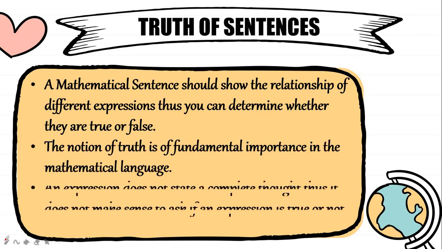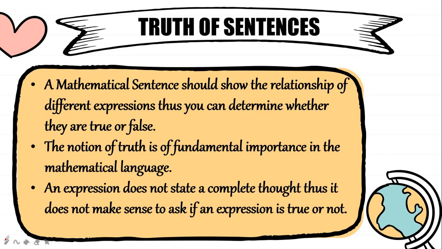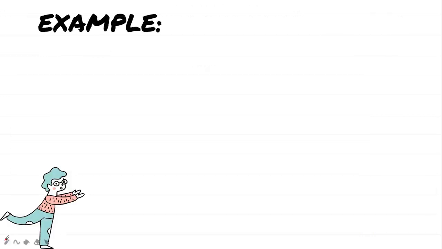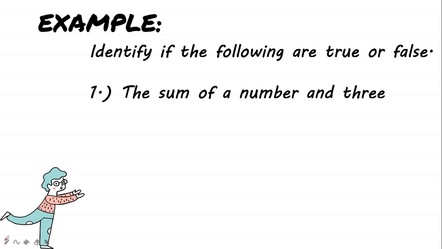So the notion of truth is of fundamental importance in the mathematical language. An expression does not state a complete thought, thus it does not make sense to ask if an expression is true or false. So later on, we'll be having examples. Okay, so examples of truth of sentences. Identify if the following are true or false.